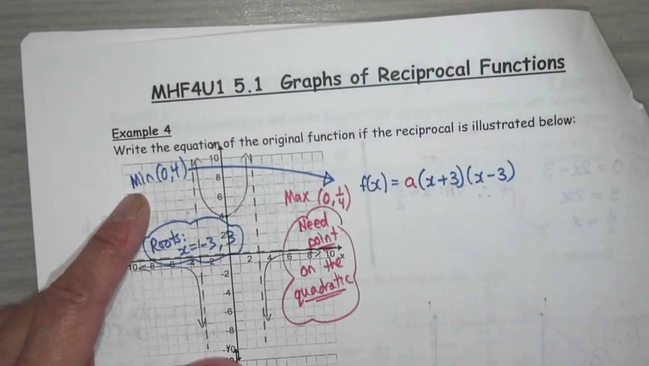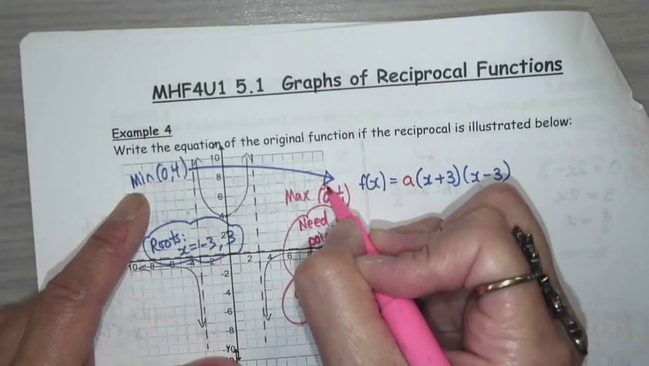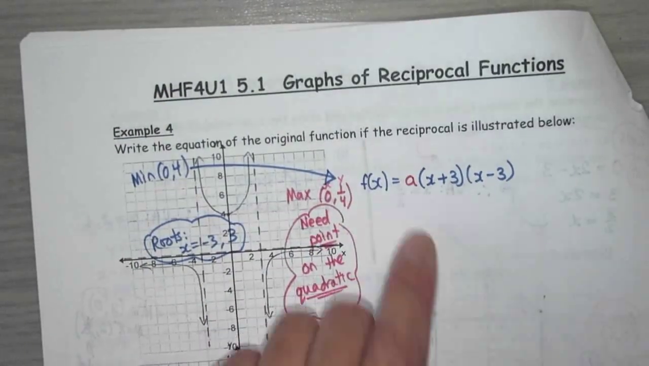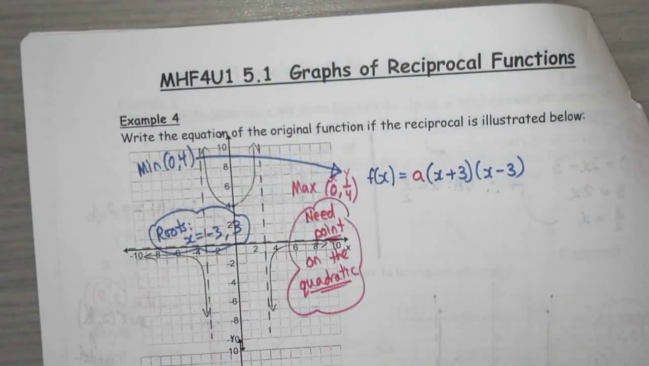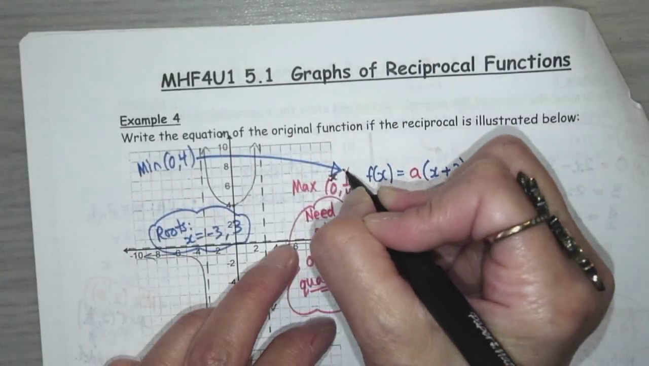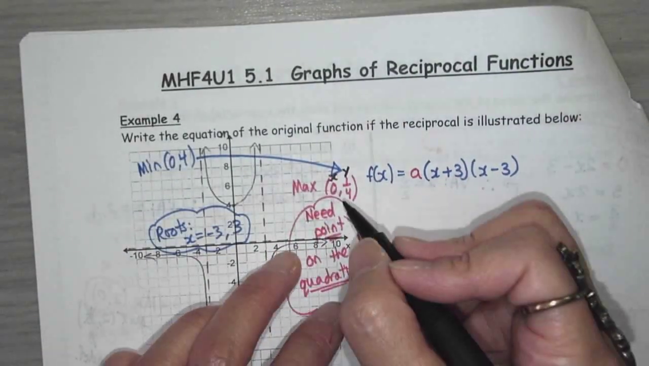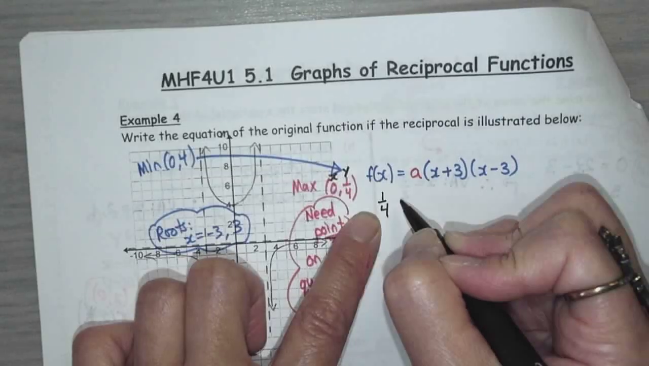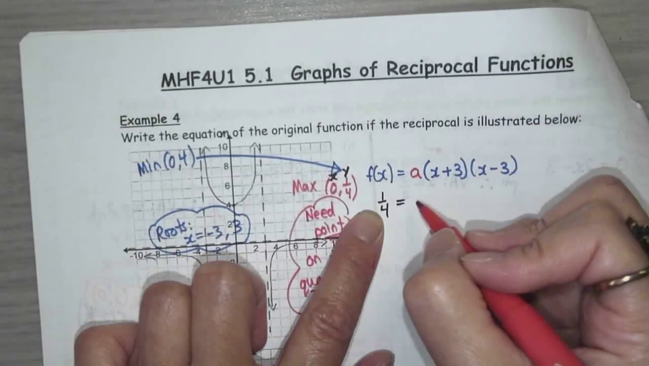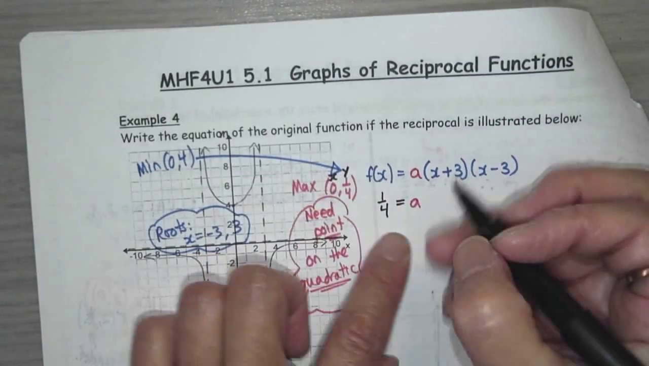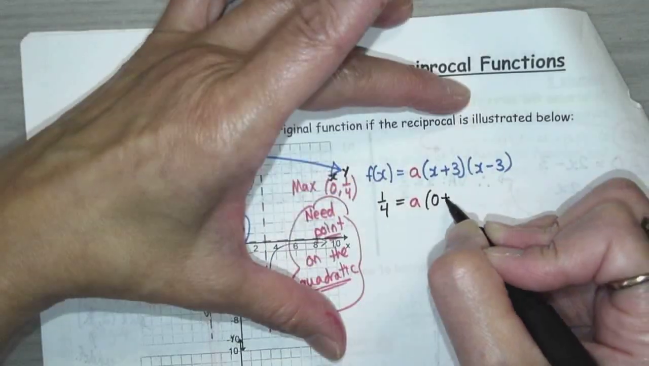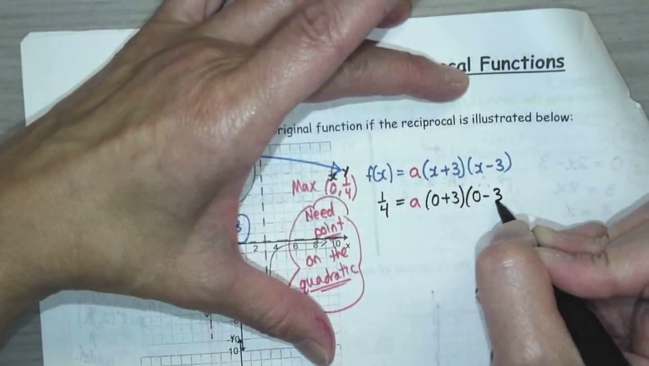We're going to plug this in here. So this is x and y. We're going to plug that in for x and y. Does that make sense? Sorry, you can't see the pink. So this y would be the 1/4 equals, and we're going to find the a. So we're trying to find a. And then my x is 0. So (0 + 3)(0 - 3).